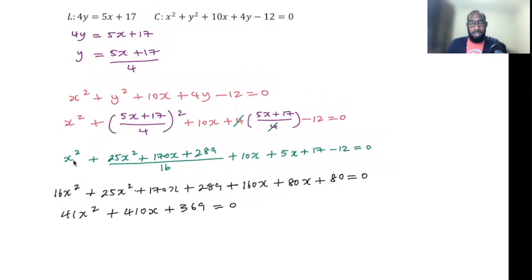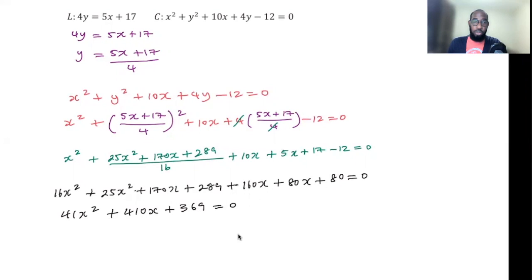Remember, when I was multiplying everything by 16, 16 times 0 is 0. So that's why I have this 0 here. Right? Whatever you do on one side, you have to do on the other side. 289 plus 80 is 369.